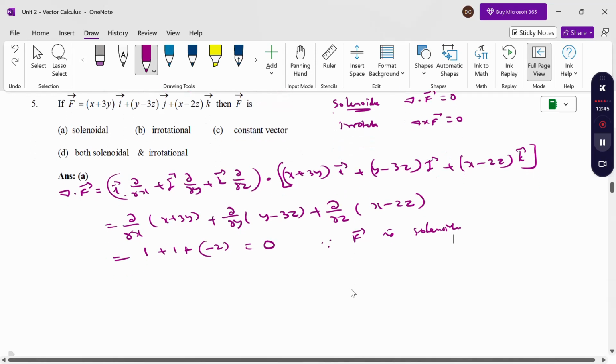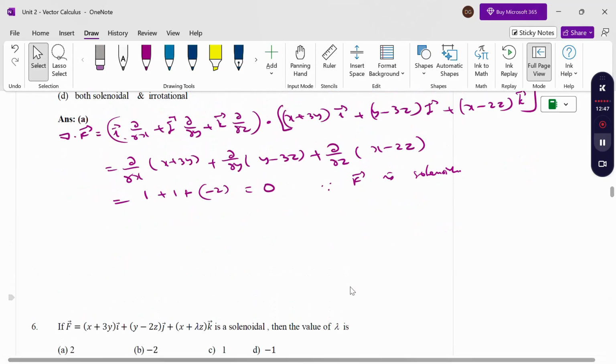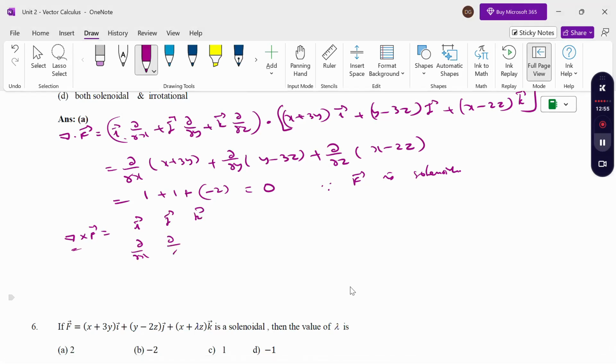Now check whether it is irrotational. Irrotational is nothing but del cross f vector. So I vector, j vector, k vector, the first row del, therefore dou by dou x, dou by dou y, dou by dou z, the first term x plus 3y, second term y minus 3z, third term x minus 2z.